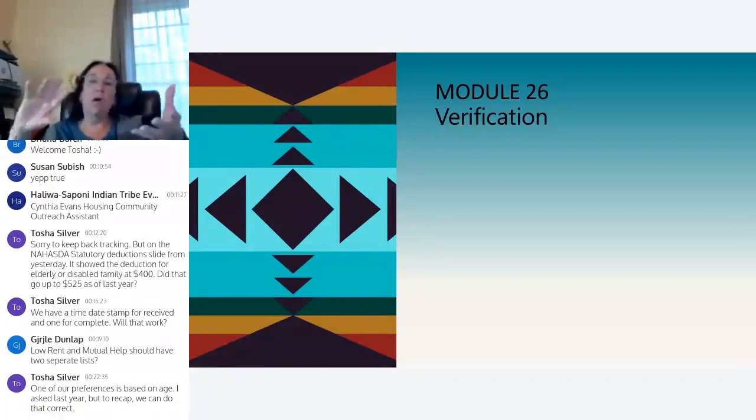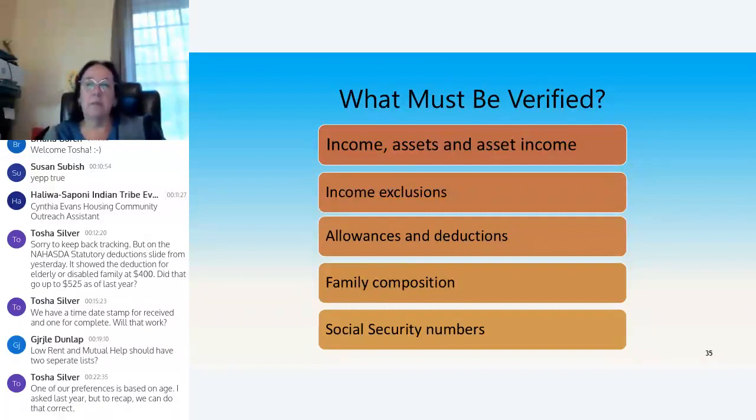So our next module is verification. What do you have to verify? The income, the assets, the asset income. It's basically counting the income derived from the assets. So you're not counting the $500 in the bank account. You're counting the $1.50 made off the $500 in interest.